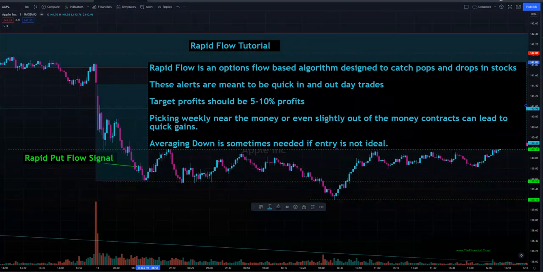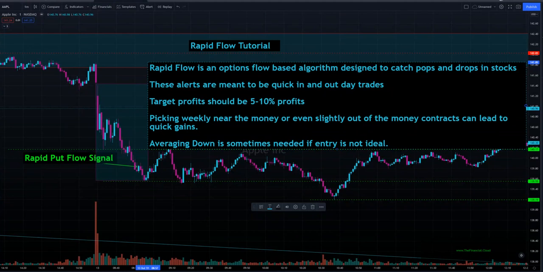The idea is when the algorithm alert comes out, you're going to pick something close in expiration and close to the money, maybe slightly out of the money, so that you can catch wider movements in premium prices. That way, you can get that 5 to 10% faster. Occasionally, the movement will be a little delayed, so you might have to average down a little bit once the movement is confirmed more.